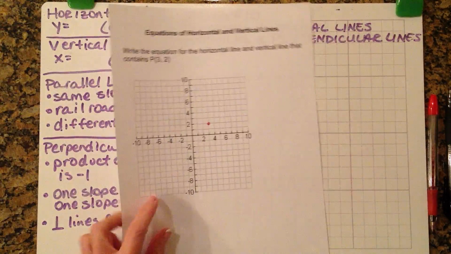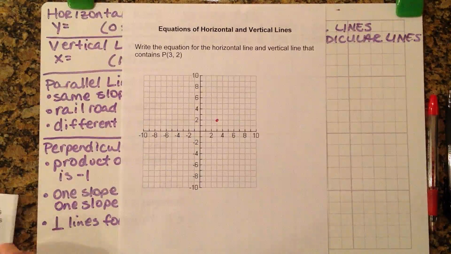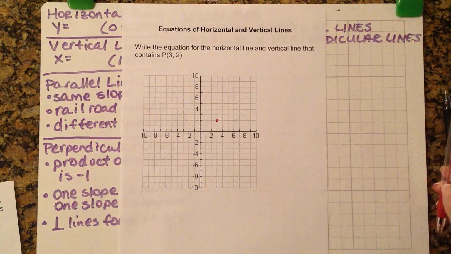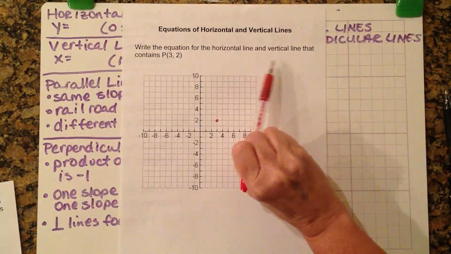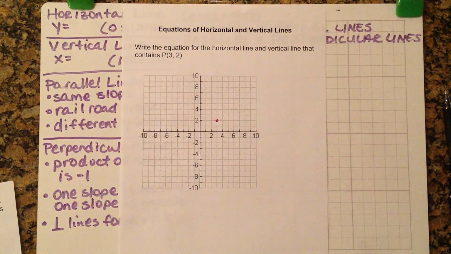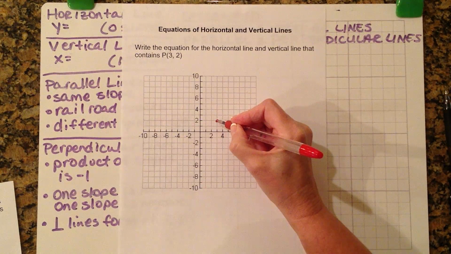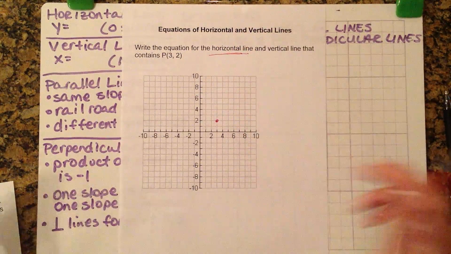I've got an example right here on a piece of paper. Now it would be helpful if you had some graph paper with you so that you can draw the diagram also. It makes it go a little easier. This is asking to write the equation for a horizontal and a vertical line that contains the point 3, 2. So I've got the point 3, 2 already graphed here. And we're going to first do a horizontal line.